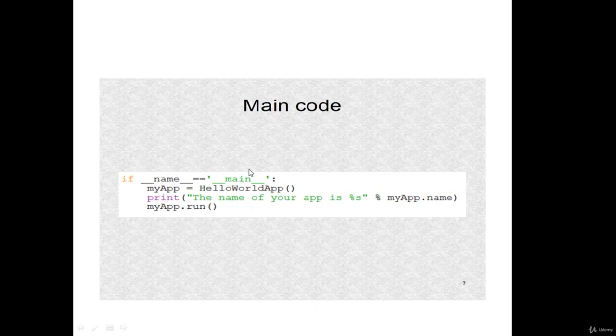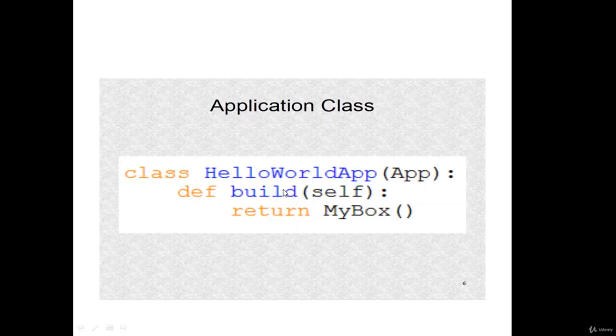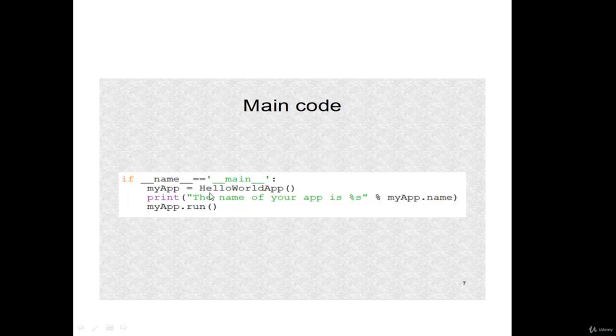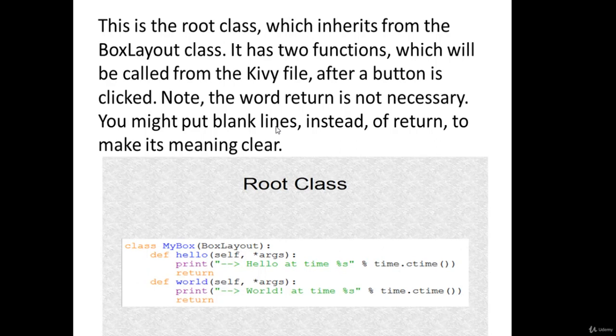We'll implement this using the pattern name equals main, and we call this hello world app, which is our application class. We just make an object of that class, and we make use of this run method in order to run this application, or run our app. So basically these are the three classes that are important.